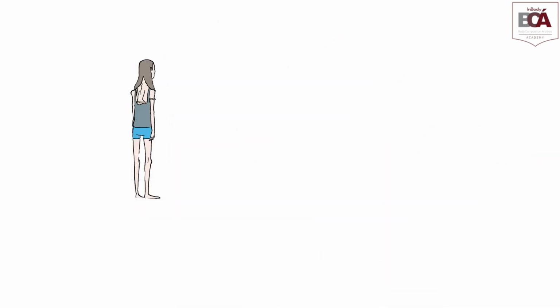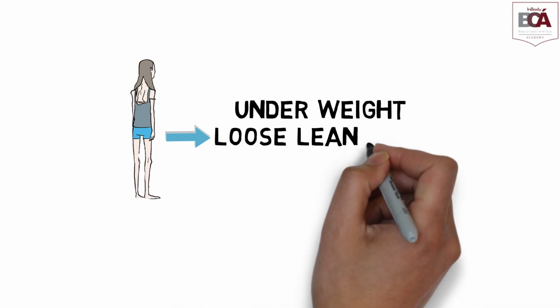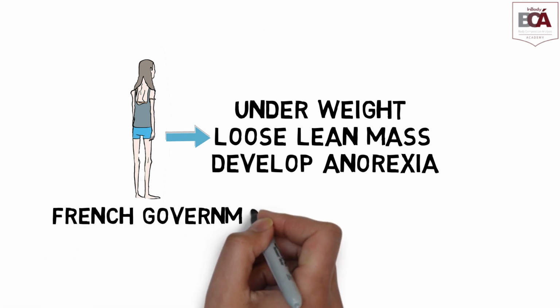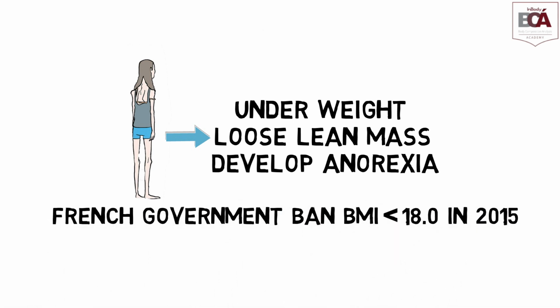In some cases, people who strive to be skinny, like runway models for instance, become so excessively skinny that they become severely underweight, lose a significant amount of lean mass, and develop conditions like anorexia. It was for this reason, in particular, that the French government imposed a ban on hiring runway models with BMIs of less than 18 in 2015.